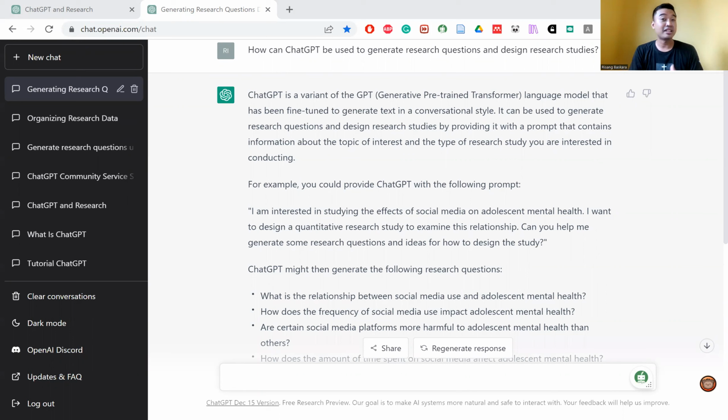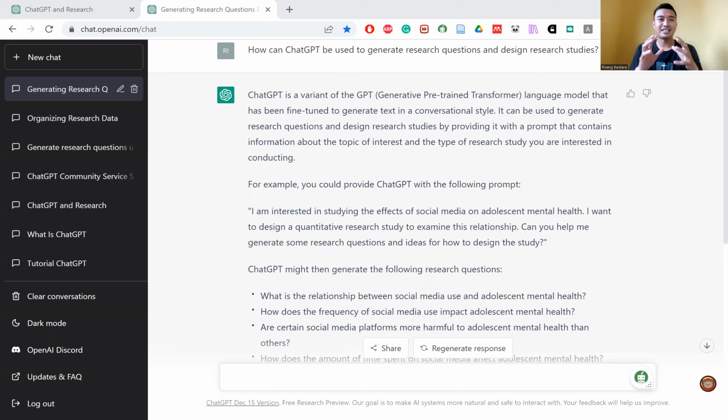Research questions and study design are essential elements of the research process. Research questions help researchers formulate specific, testable questions about the research topic, while a study design refers to the overall plan or framework for conducting a research study. Effective research questions and study design should be clear, concise, and based on evidence. They also should be specific and testable, meaning that they can be addressed through the collection and analysis of data.